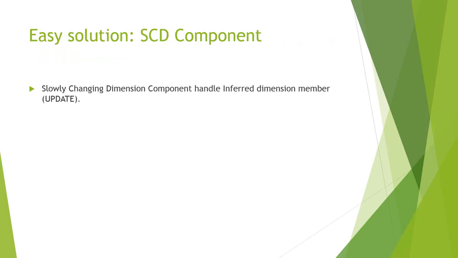The good news is that SSIS has a specific component named the slowly changing dimension component that does all this sort of thing for inferred dimension members. There is only one problem with that component: it is slow. It runs quite heavily on memory and CPU. But I just use that component here to show you how this is going to work.